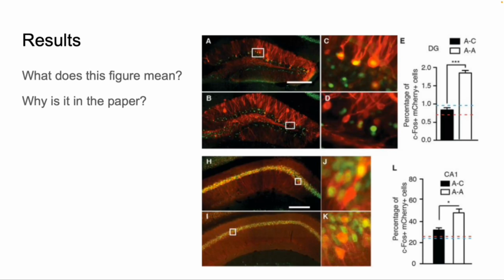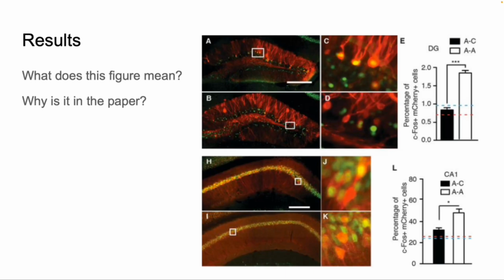We're doing a little journal club paper reading workshop, Tony. How the DG and CA1 are affected per context. What do you mean by how mCherry and CFOS are tying? Oh, tying in.